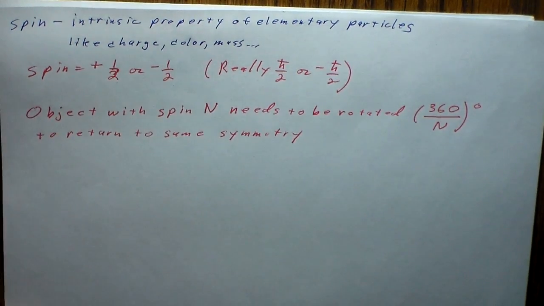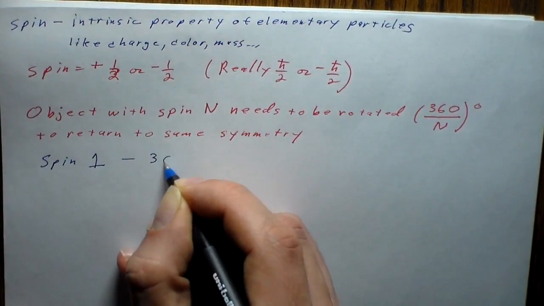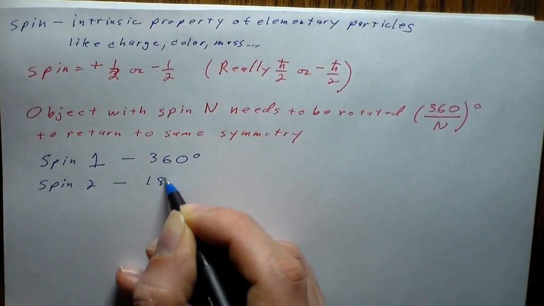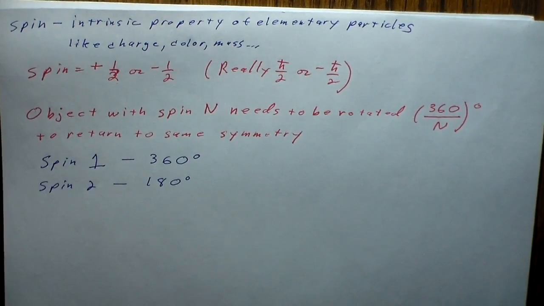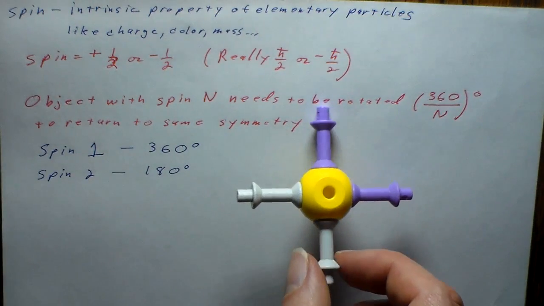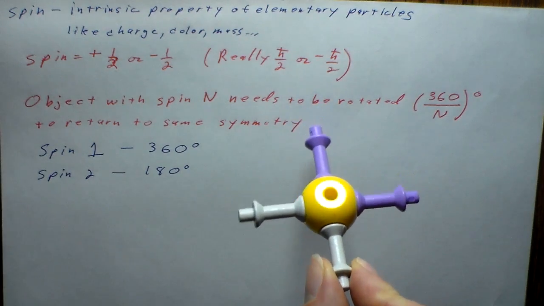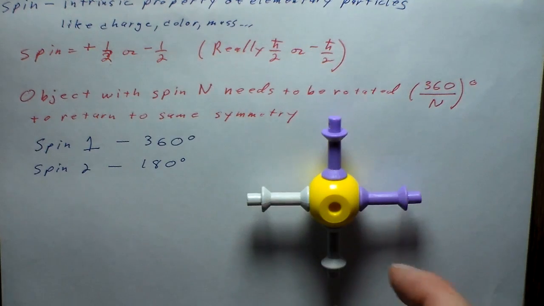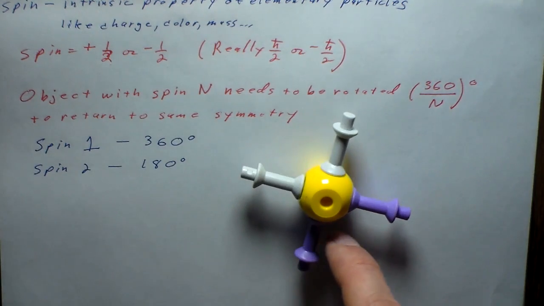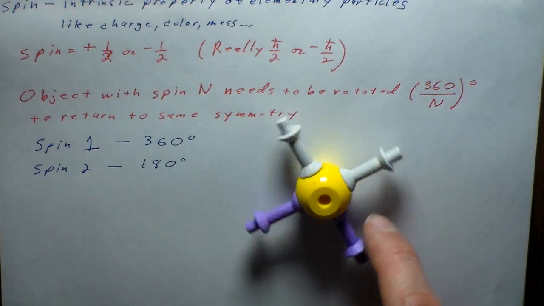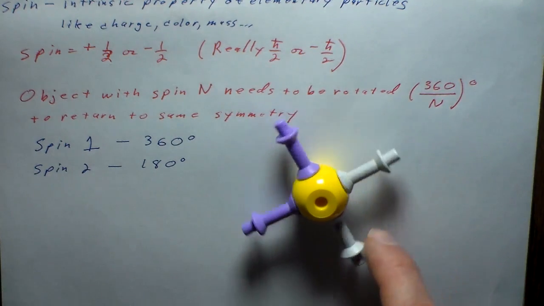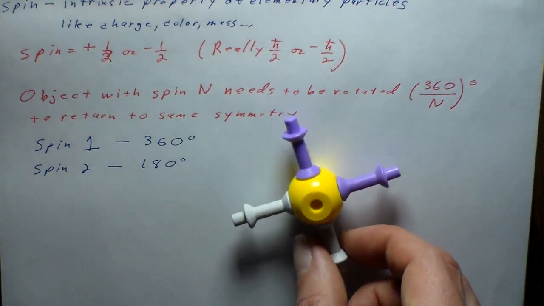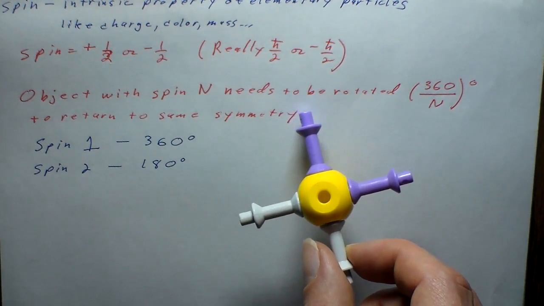So if you have an object here with spin 1, that's just going to be 360 degrees. Something with spin 2, that's going to be 180 degrees. Okay, so just to demonstrate a spin 1 object, right here, this would be your spin 1 object. Here, again, we have a purple going up this way and that way. So if I spin this by 90 degrees, that's not the same as what we started with. Now we're at 180. Nope, that's not the same. 270. Nope, not the same. 360. Yep, we're the same. So this would be a spin 1 object in this case.